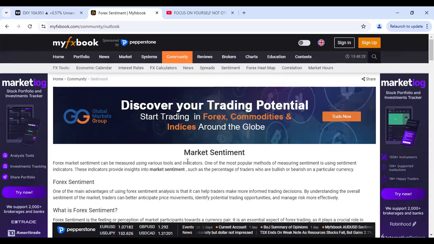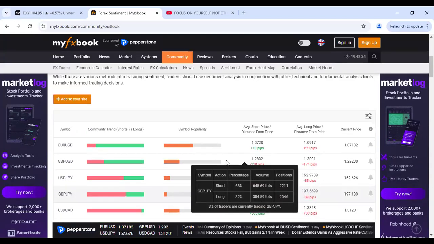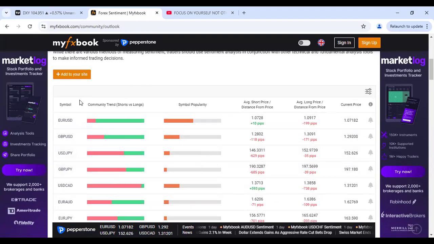For now, my FX book is currently the only website with accurate retail sentiments. So now, look at this. Let's talk about the Euro USD alone. Whenever you see that the red is small, that is the institution selling, which means the USD is stronger. So the institutions are selling. This is the retail trader. The retail are buying, the institutions are selling.